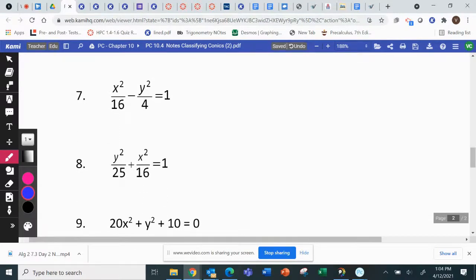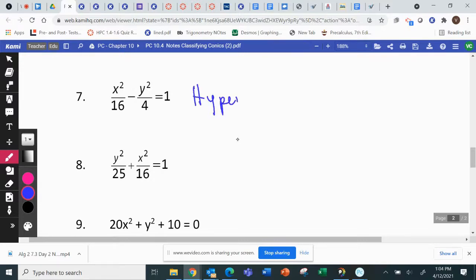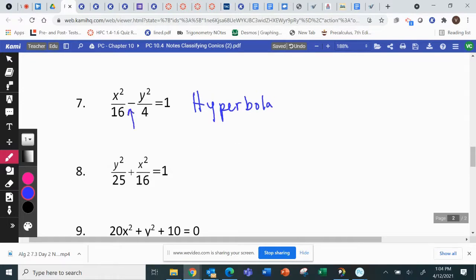Okay, so number 7 is not in the form from the front of the page. So it's in a different form. That form kind of looks like what we were studying recently, though. What do you guys think this is? Why do you think it's a hyperbola, which is correct? What makes it look like a hyperbola and not an ellipse? It's because of the subtraction. It's the subtraction that makes it a hyperbola and not an ellipse.